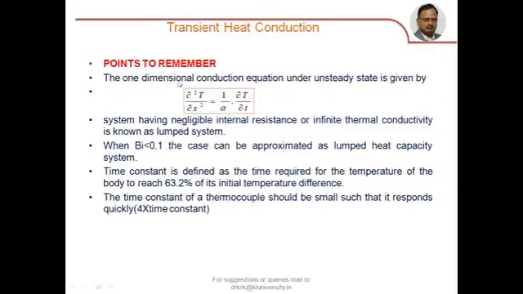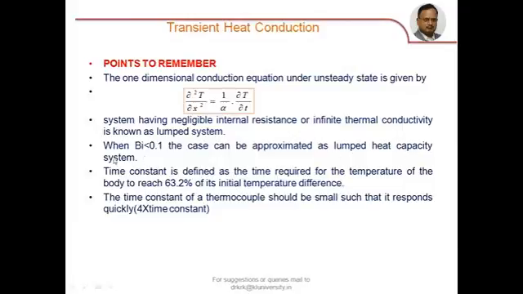So what are the things we have discussed now? The one-dimensional conduction equation under unsteady state is given by del square T by del x square equal to 1 by alpha del T by del t. Systems having negligible internal resistance or infinite thermal conductivity are known as lumped systems or Newtonian bodies. When the Biot number is less than 0.1, the case can be approximated as a lumped heat capacity system.